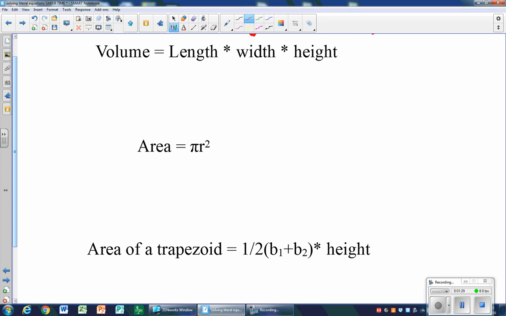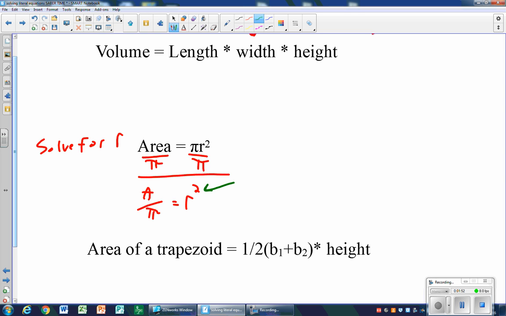Solve for r. Now, a lot of you might say, oh, I'm just going to divide by pi, which you can do. We divide by pi, and then we get area over pi equals r squared. You might think that r is now by itself, but it's not. We have to get rid of the square.